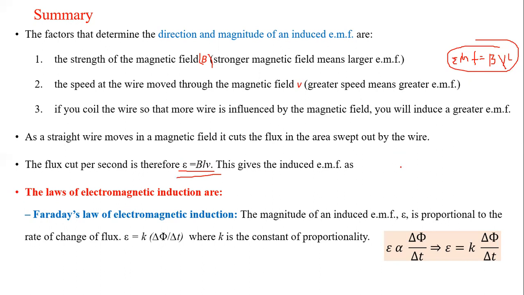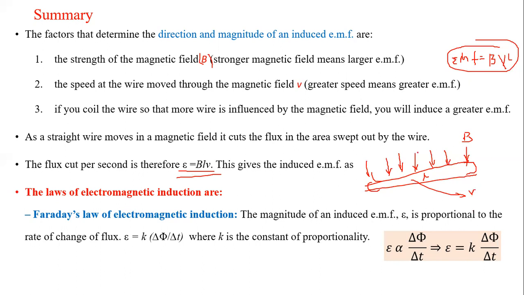Magnetic flux, B is the magnetic field, L is the length of the wire in the magnetic field, and V is the velocity. So B, the magnetic field, length L, and V.